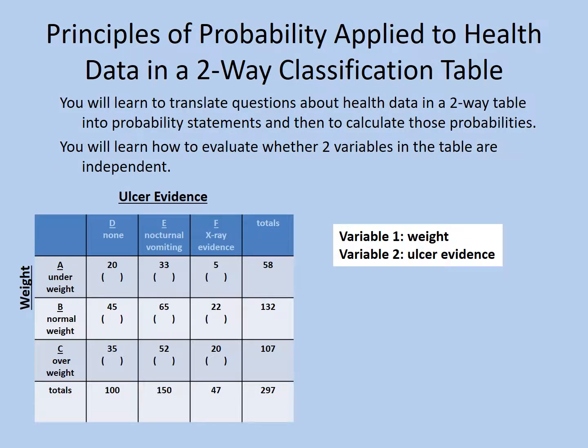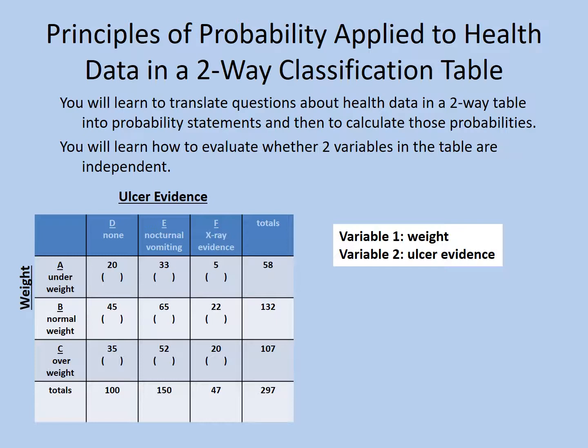And here is a second example of a two-way classification table involving 297 subjects. The two variables here are weight and ulcer evidence. Weight is classified into three categories: underweight, normal weight, and overweight. Ulcer evidence is also classified into three categories: no ulcer evidence, nocturnal vomiting, and X-ray evidence.